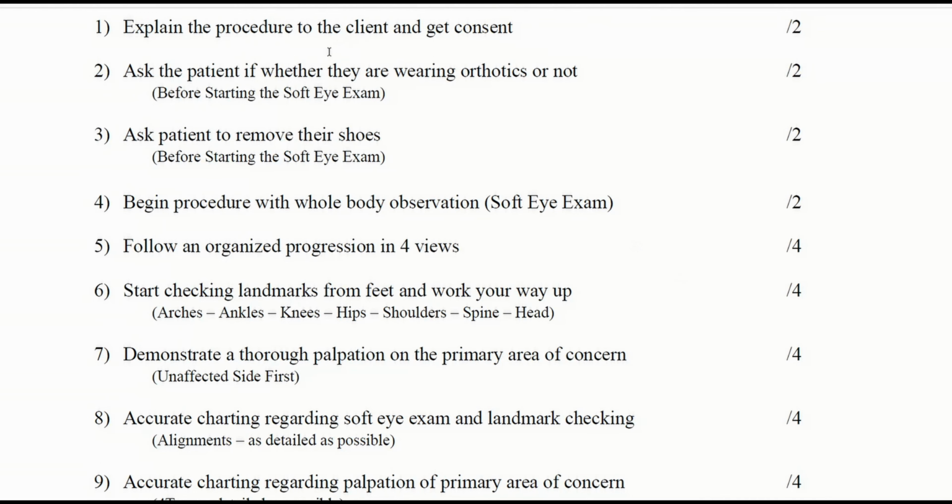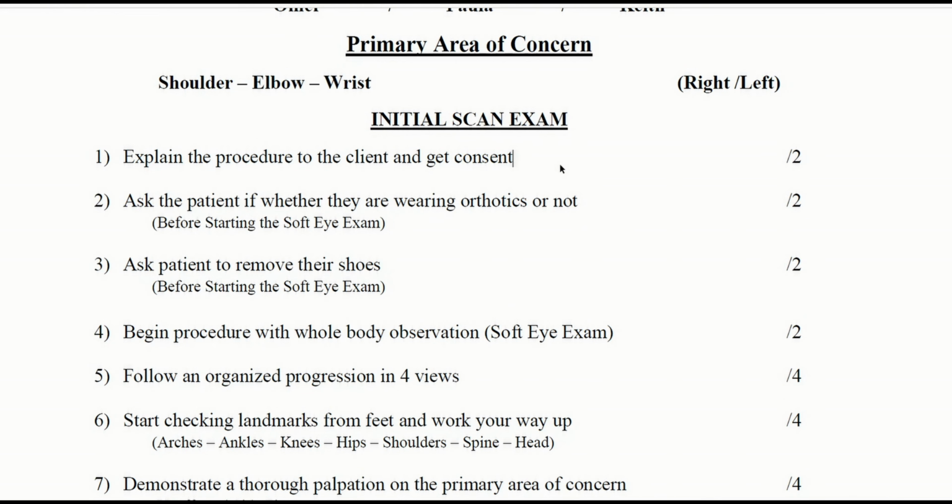This portion is extremely important. You need to get consent from the patient, from your client. You need to explain the procedure by simply stating that I will be starting with a soft eye exam, called the initial scan exam, and I will be doing a hands-on assessment in the meantime while I'm doing these tests. If that's okay with you, I'll check your alignments, your arches and certain bony landmarks. So that's what the hands-on assessment is for.